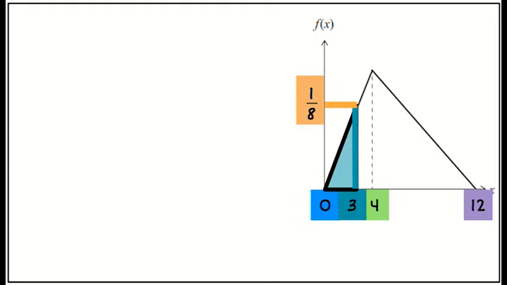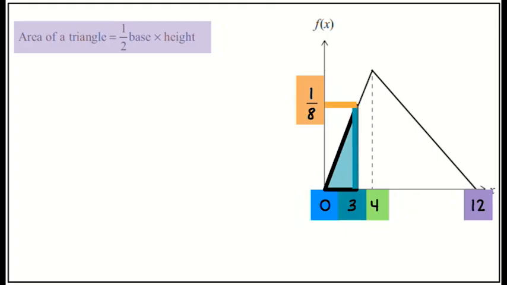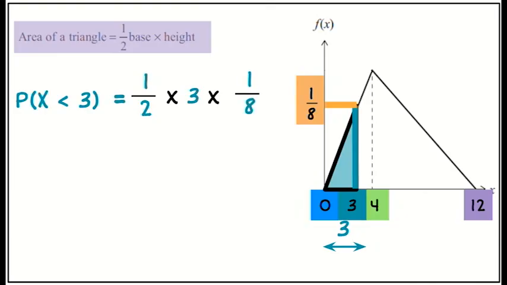So there's our information. We've got our base, we've got our height. So we've got our area of a triangle, half the base times the height. So our base here goes from 0 up to 3. So that's a distance of 3. We've got our height of 1/8. So the probability of taking less than 3 minutes, at most 3 minutes in the morning to get ready, is equal to 1/2 times the base of 3 times the height of 1/8. And that simplifies to 0.1875. So that's the probability we take at most 3 minutes to get ready in the morning.